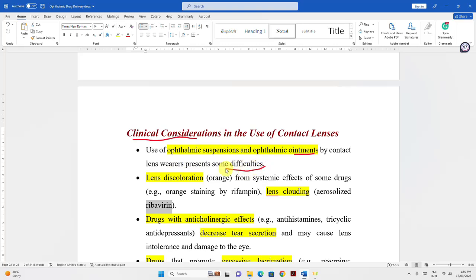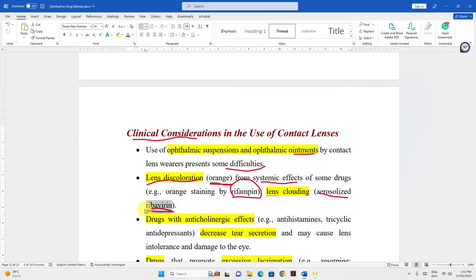No, it will be difficult. Okay, how can you apply the medication or ointments and you want to wear contact lenses? So this is considered as difficulty. Also, it's possible that the customer might notice discoloration of the contact lenses, for example, to orange color if they are taking a medication called rifampicin, because among the systemic effects of this medication is that because they are systemic effects, they are in the blood, they go to the eyes, and the color might go to the lens.